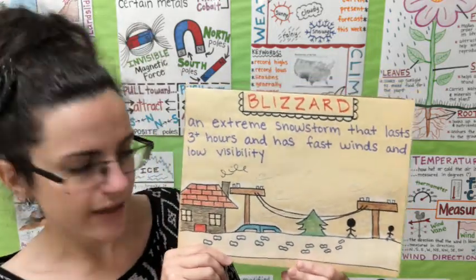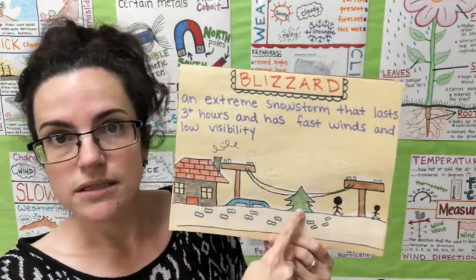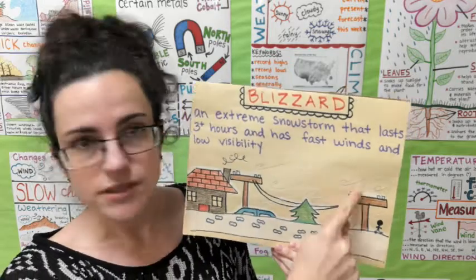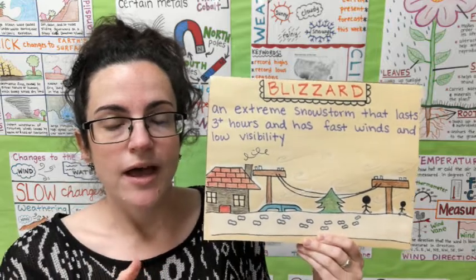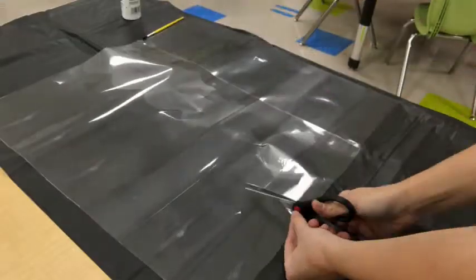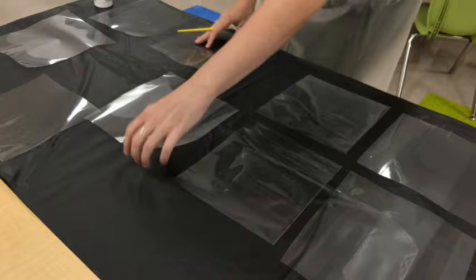As you can see from my illustration right here, we can barely see my car, we can barely see my tree, we can barely see the electricity poles because of how much snow is being built up and settled. So I wanted to show you guys a visual in regards to blizzards.